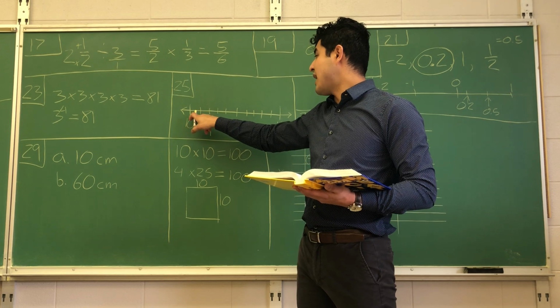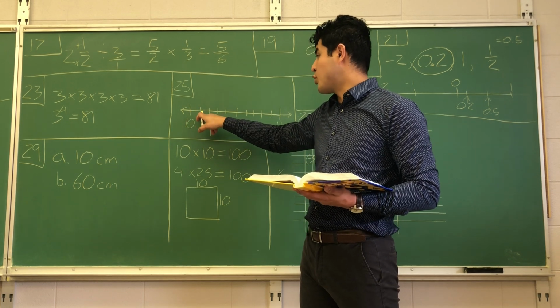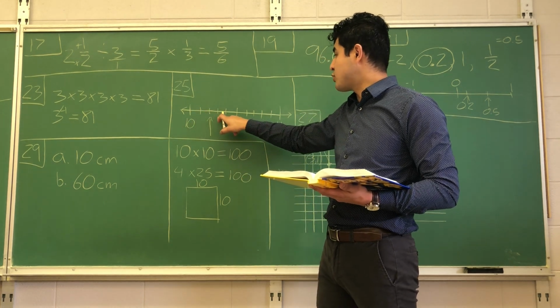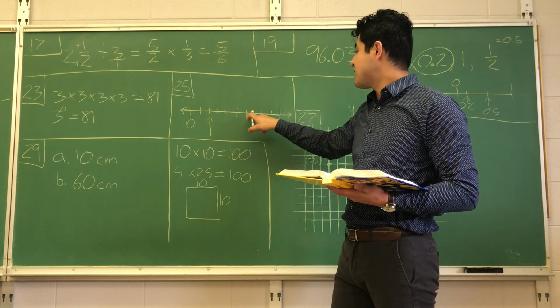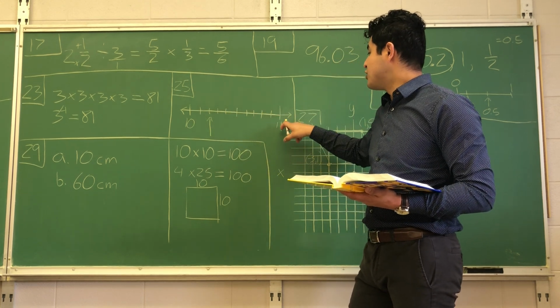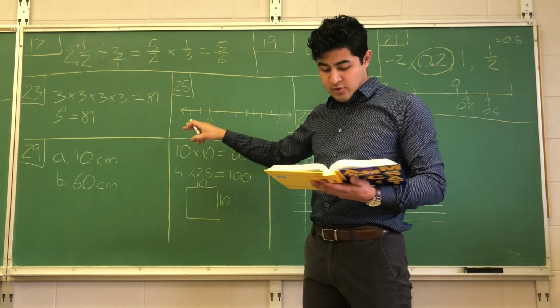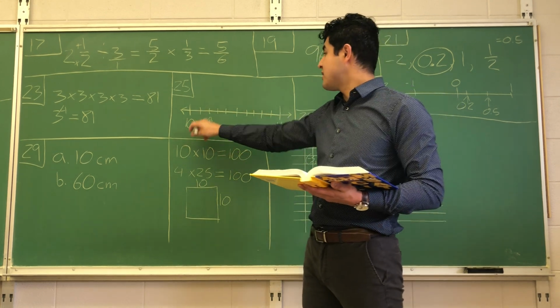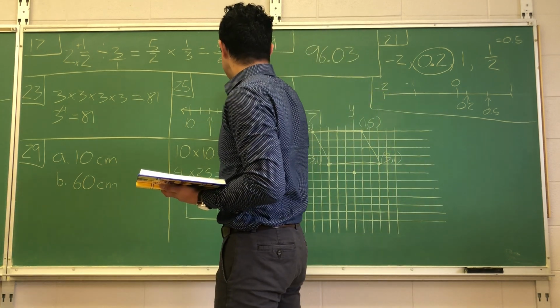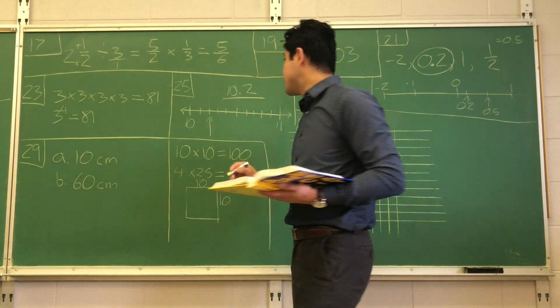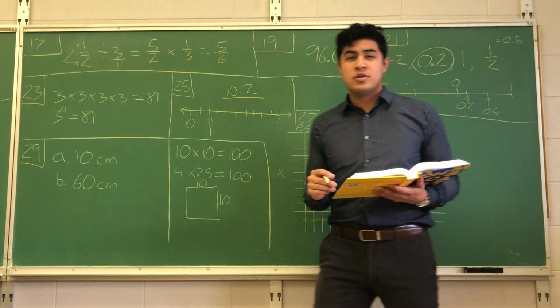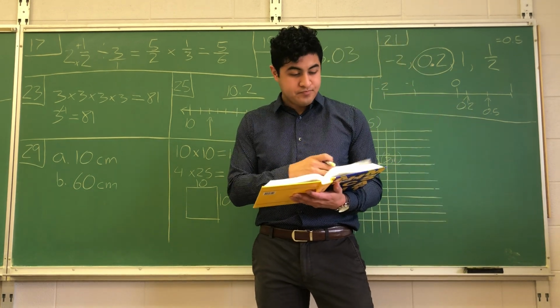So this is 10, this is 10.1, 10.2, 10.3, 10.4, 5, 6, 7, 8, 9, 10, until you get to 11. So this represented as a decimal would be, I write it down here, 10.2. That should be your final answer for problem number 25, 10.2.